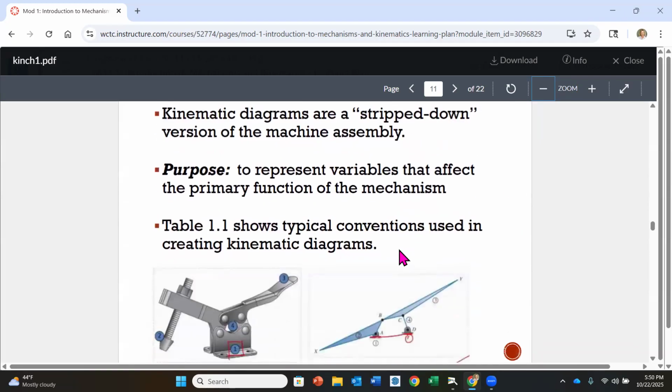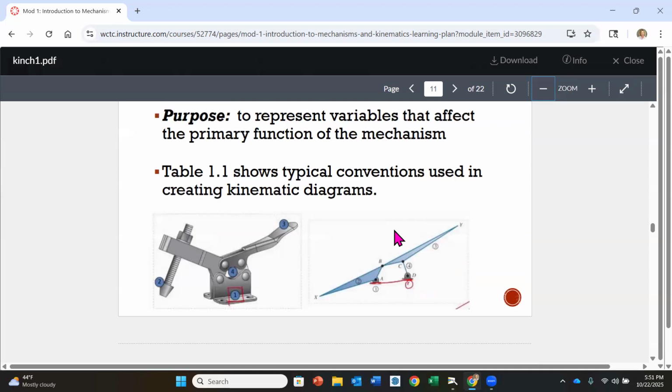Now, kinematic diagrams. Kinematic diagrams are going to be stripped down or simplified versions of the machine assembly. The purpose is just to represent the variables that affect the function of that mechanism. So for instance, we're doing a backwards analysis here. Most often, kinematic analysis or kinematic layouts and diagrams are going to be the first step in the design process. We usually don't know what the final thing is going to look like. We don't know all the details.